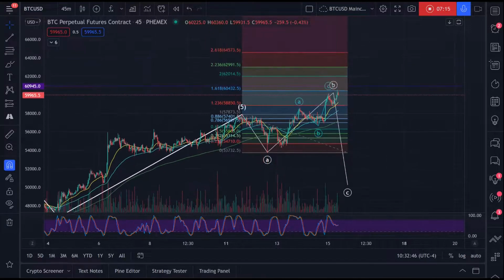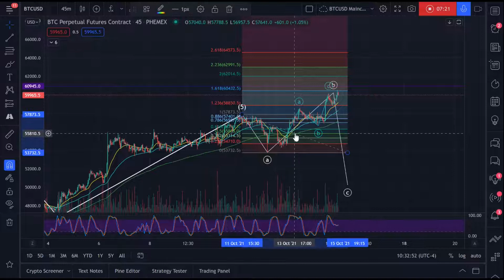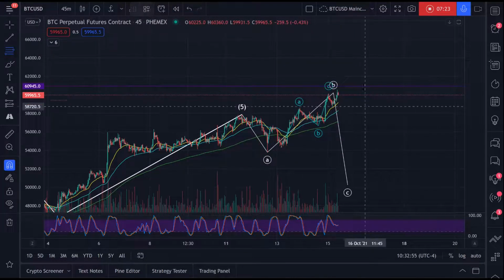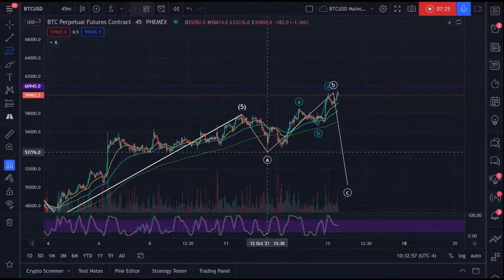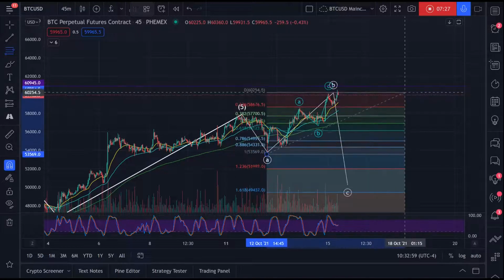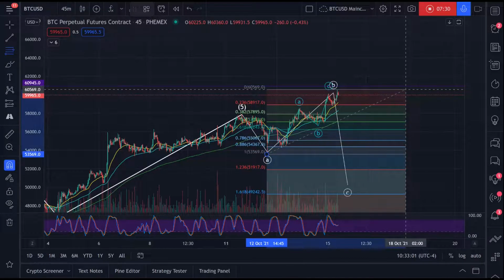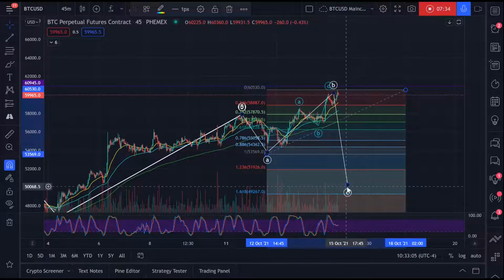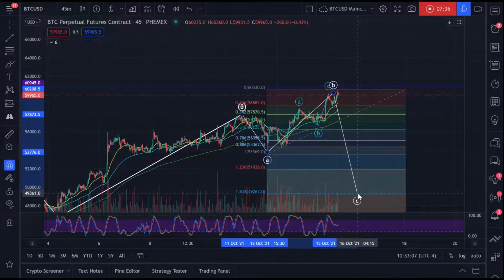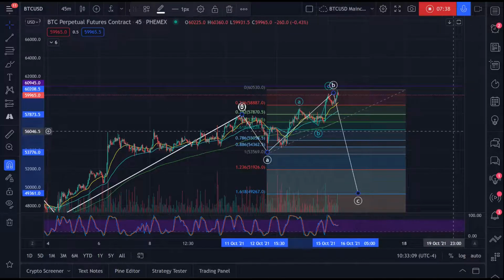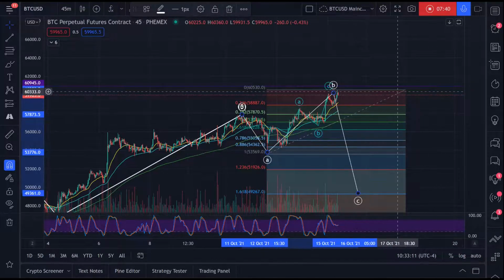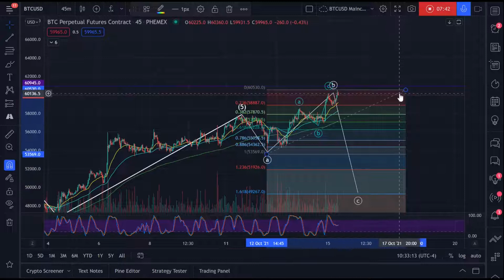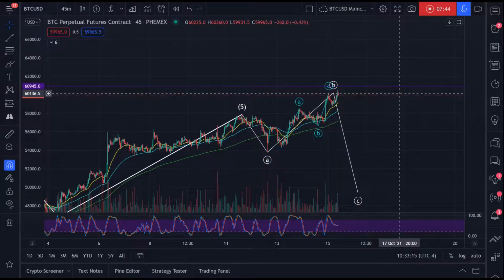Because if you take the inverse of this B wave that finally printed just a few moments ago, if we want the inverse, you start from the bottom, go to the top, and you actually get 49,267. So yeah, still 50K-ish, but that's where we expect this C wave to end, okay? I hope everybody sees that.